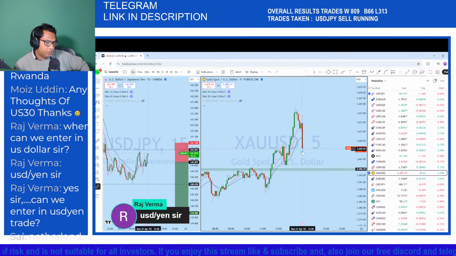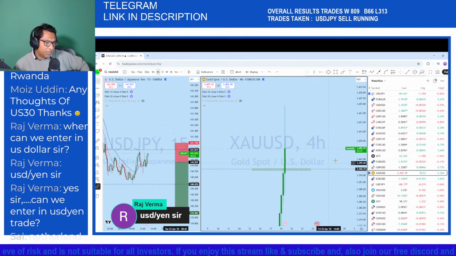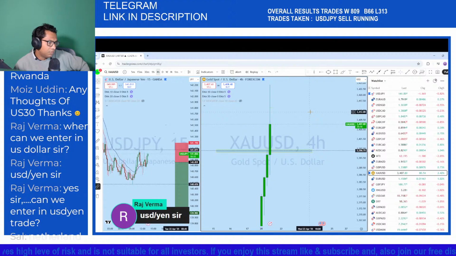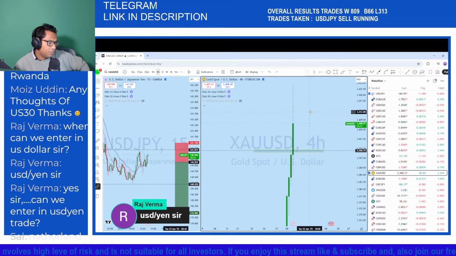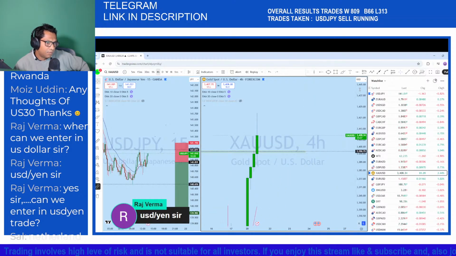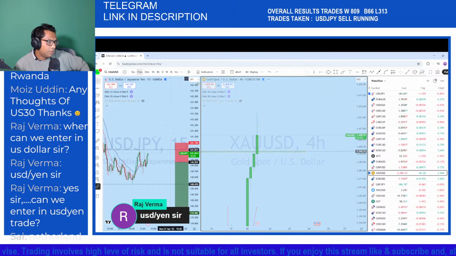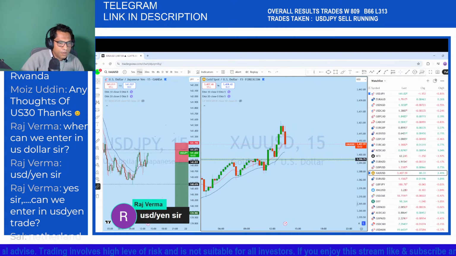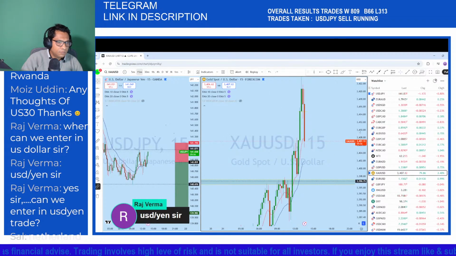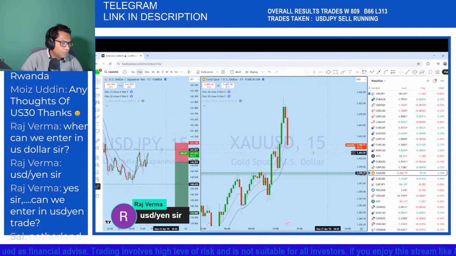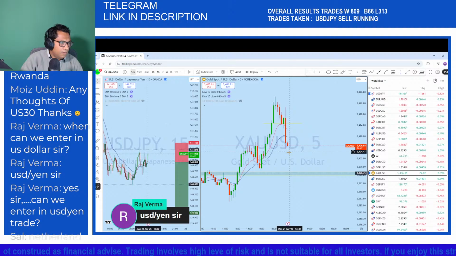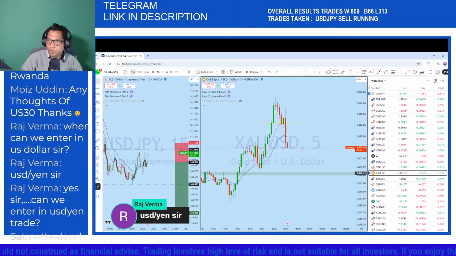Okay, so as we mentioned, XAUSD dropping down here. So this is the intraday support. And from this 4-hour support here, expecting it to break below, that's where we will be looking for that entry.